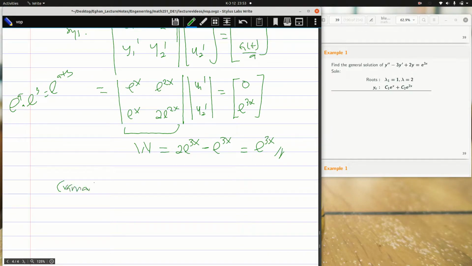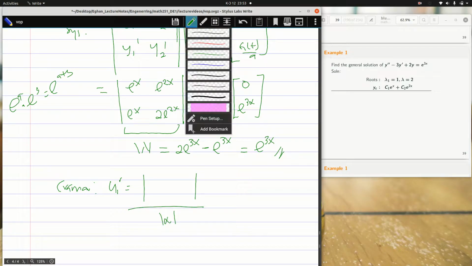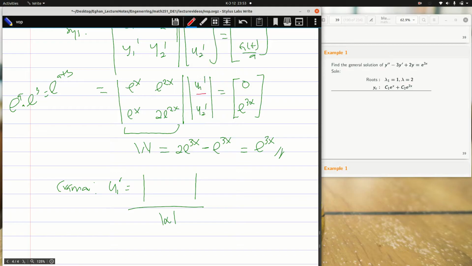my u1 prime is simply some terms over the Wronskian. Because u1 prime is the first term, let me use a red pen. Because u1 prime is the first term, I would substitute this by the first terms. So it's going to be 0, e to the power 3x. Let me go back to my pen.